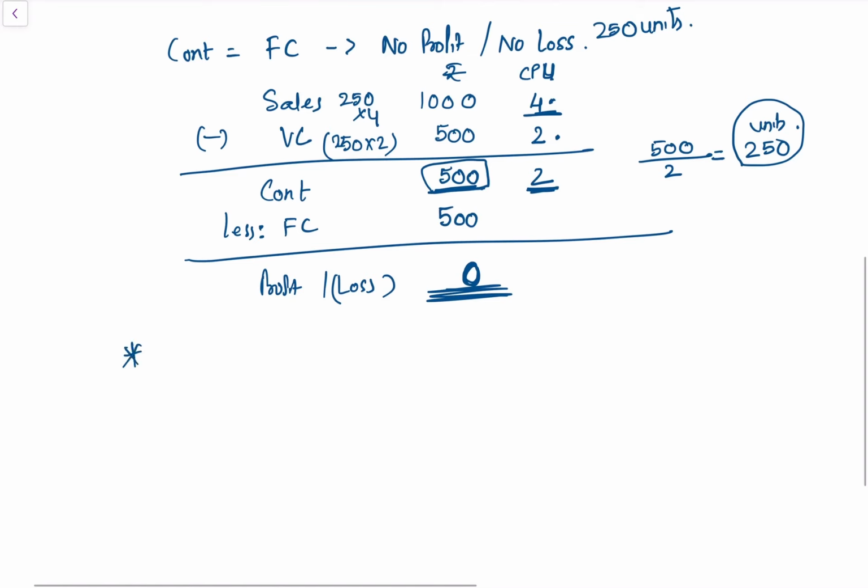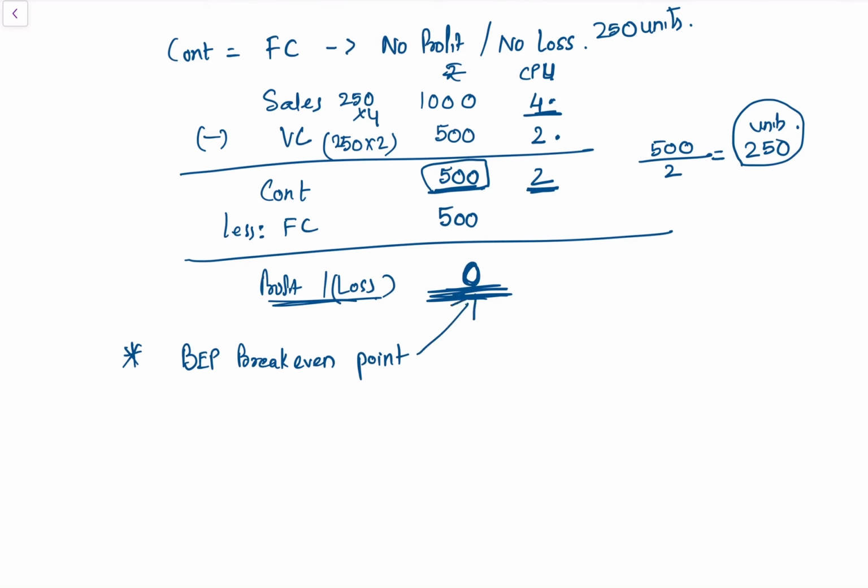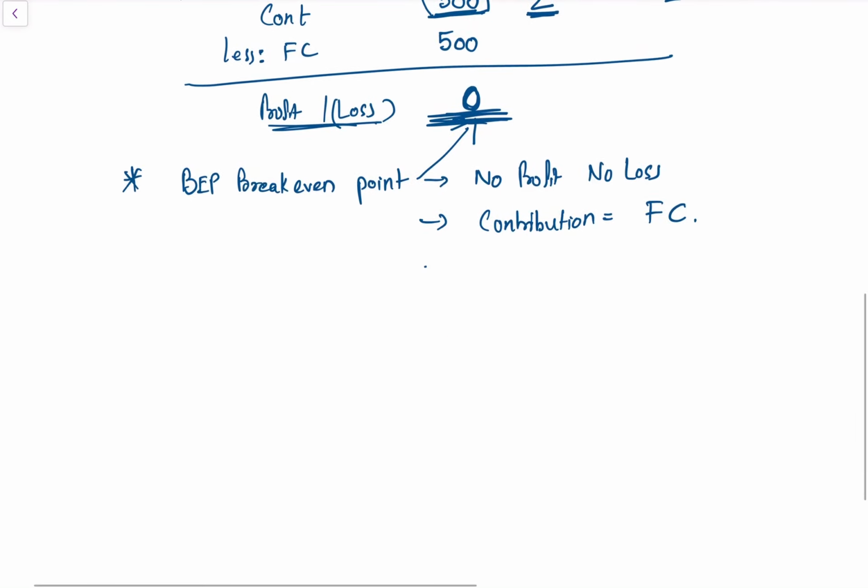Remember, the point to remember: profit and loss zero is that position which is called break even point. Break even point is that point at which there is no profit, no loss. I will write it down. It's a point where there is no profit, no loss. It is the point where your contribution is equal to fixed cost.